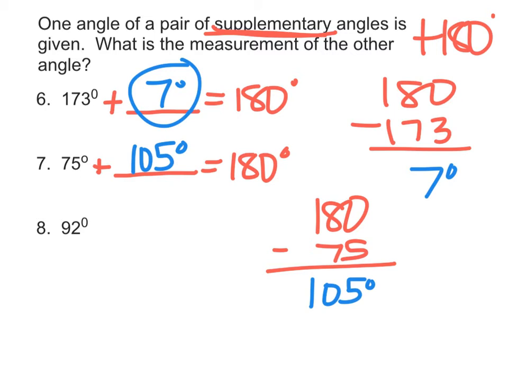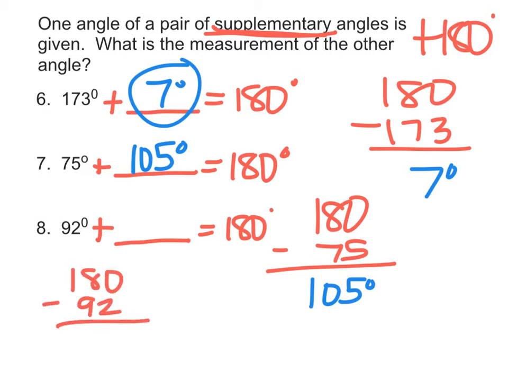Last example on this page, 92. So we know 92 plus something should equal 180. So 180 minus 92 will leave you with your supplementary angle. 180 minus 92 is 88. So 88 degrees and 92 degrees are supplementary because they add up to equal 180.